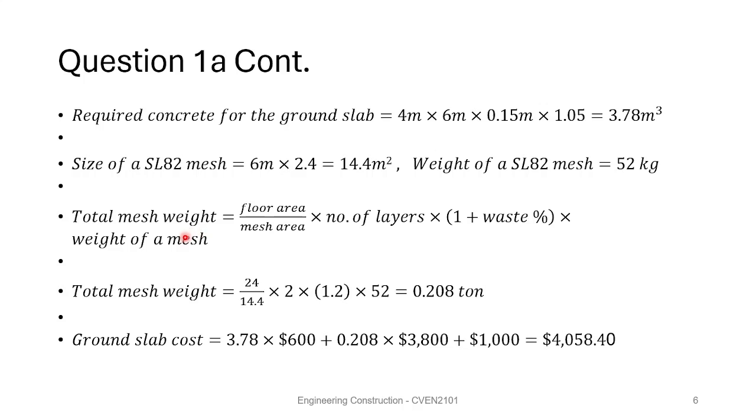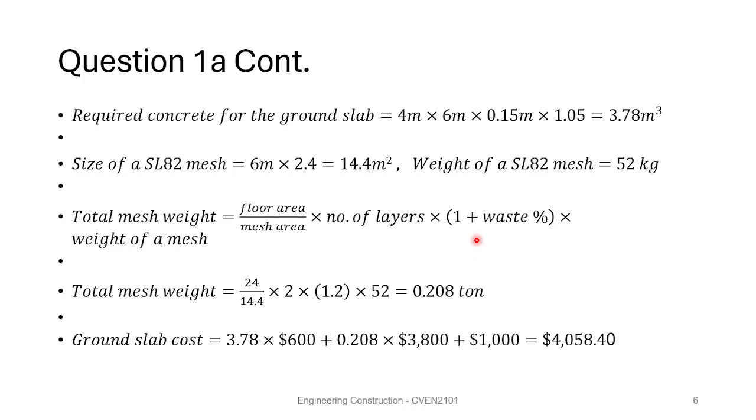So the total mesh weight would equal your floor area divided by the mesh area. That gives you the number of meshes needed for one layer, right? If it's 4 meters by 6 meters, how many of those sheets, if you can imagine, do you need? Multiplied by the number of layers, right? It could be 2 layers, 3 layers, whatever. Multiplied by 1 plus the waste percentage. With steel, it was 20%, I believe. And then multiplied by the weight of your mesh, because your steel is purchased per ton, right?